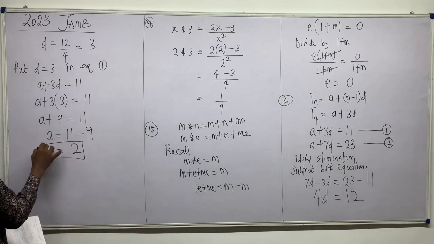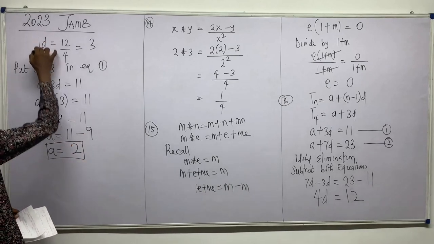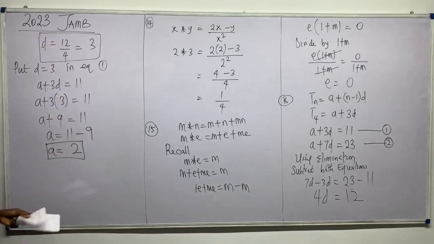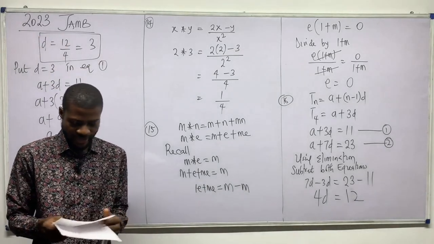So this is your d. Sorry, this is your a, and this is your d. So you've gotten the result for that very question. Question 17.